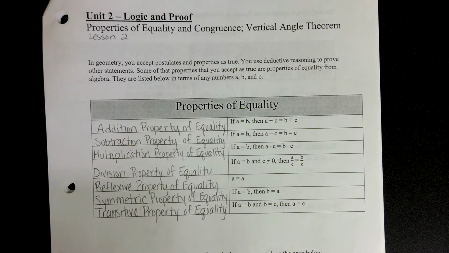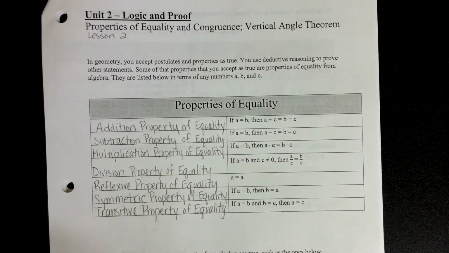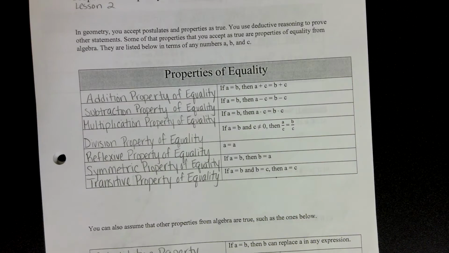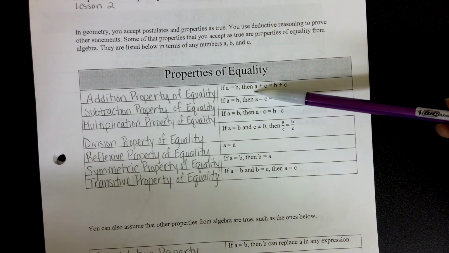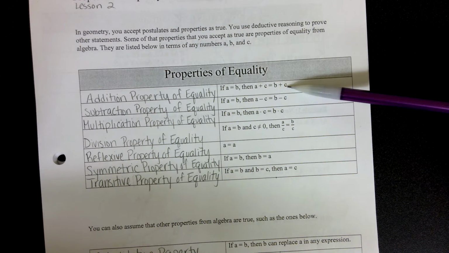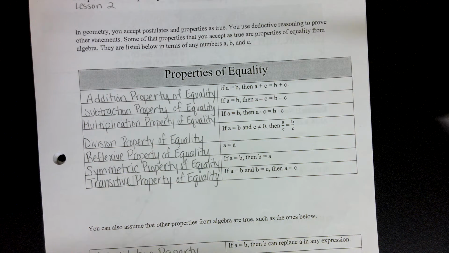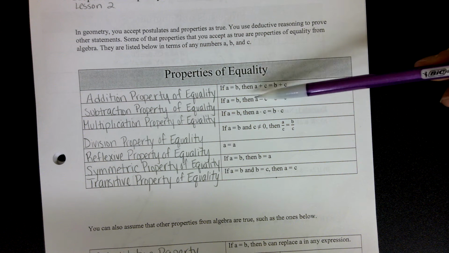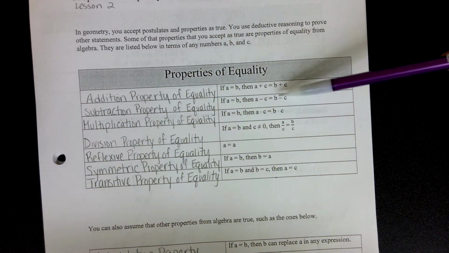Some of the properties that you accept as true are properties of equality from algebra. They are listed below in terms of any numbers A, B, and C. So here's the list, so you should copy down the list. We have the addition property of equality. If A equals B, then A plus C equals B plus C. You have the subtraction property of equality. If A equals B, then A minus C equals B minus C.